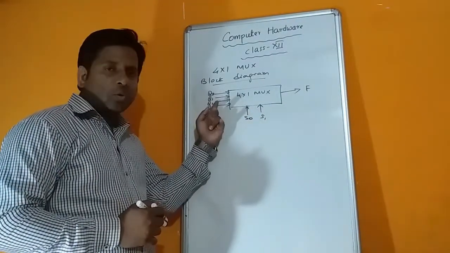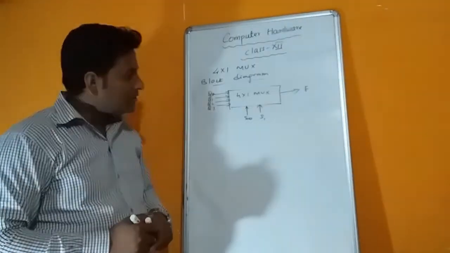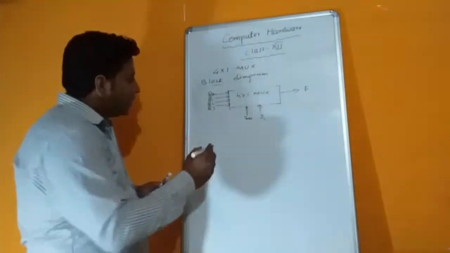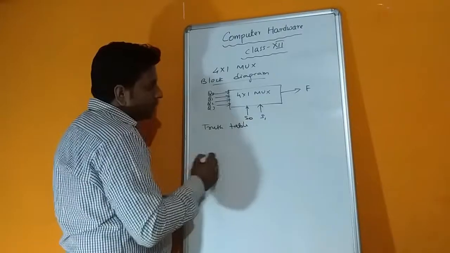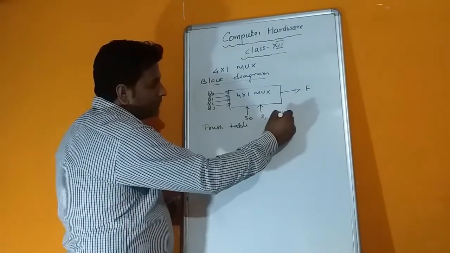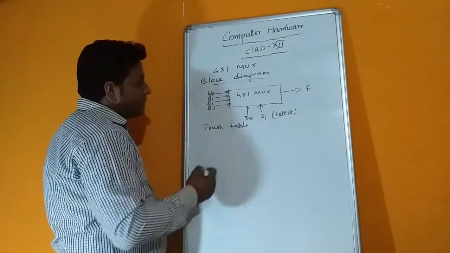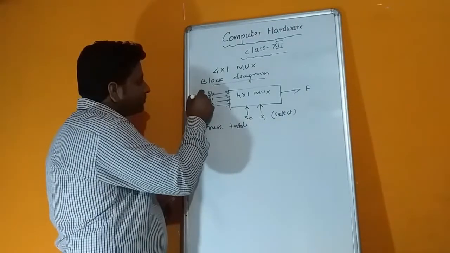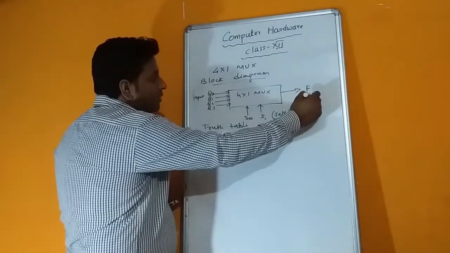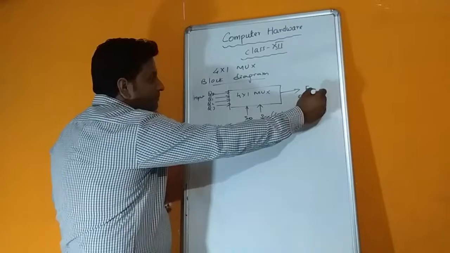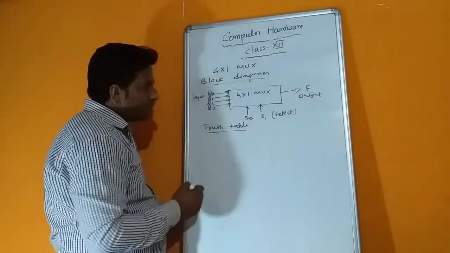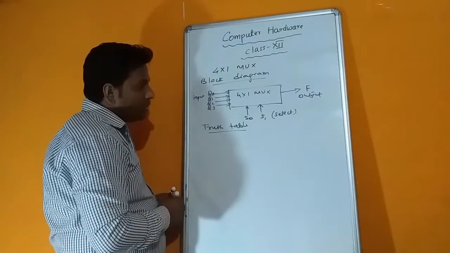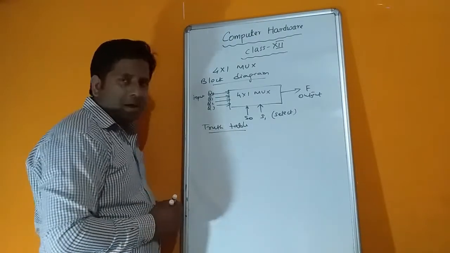This is the output of decoder, and this is the output of multiplexers. So now truth table. This is known as select. This is input and this is output. So truth table will be same as decoder part. Okay, truth table will be same as decoder.